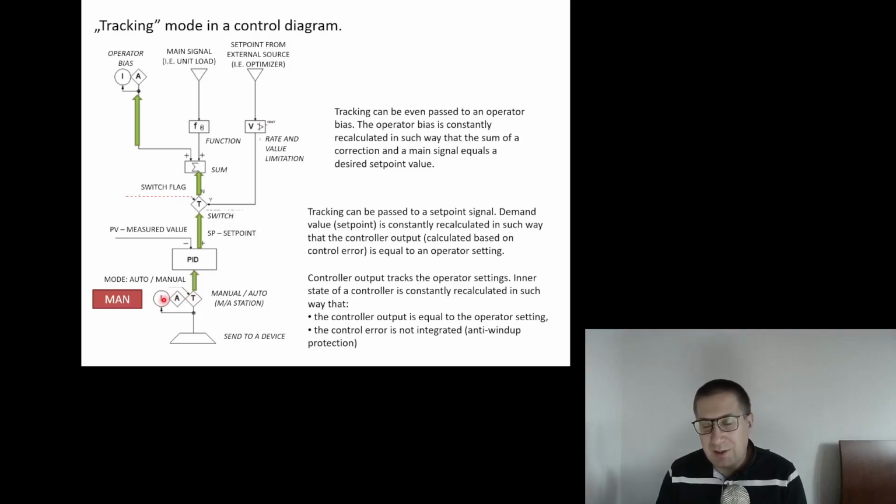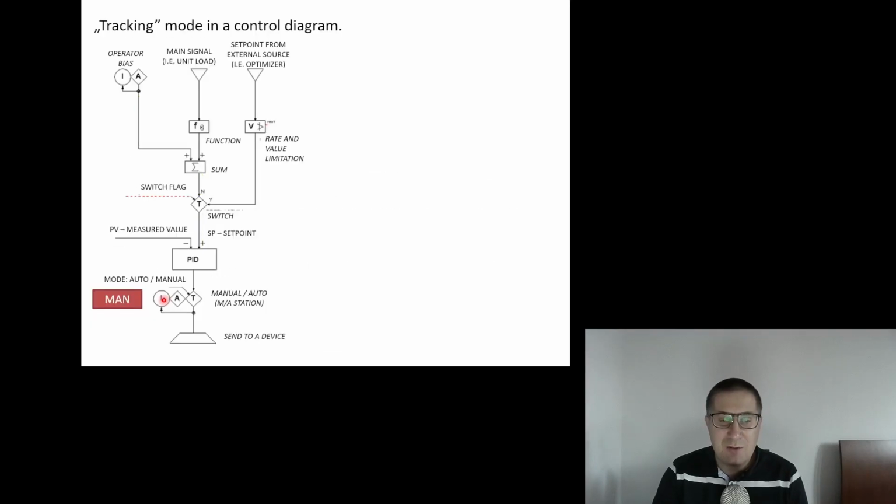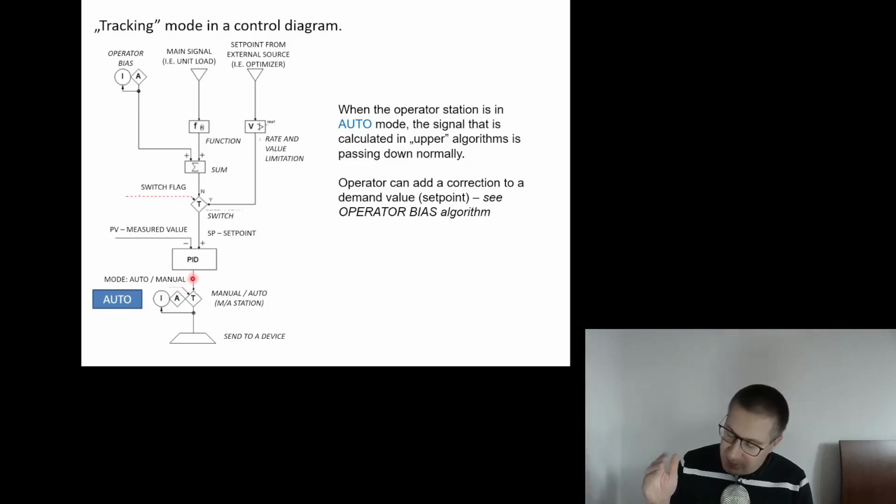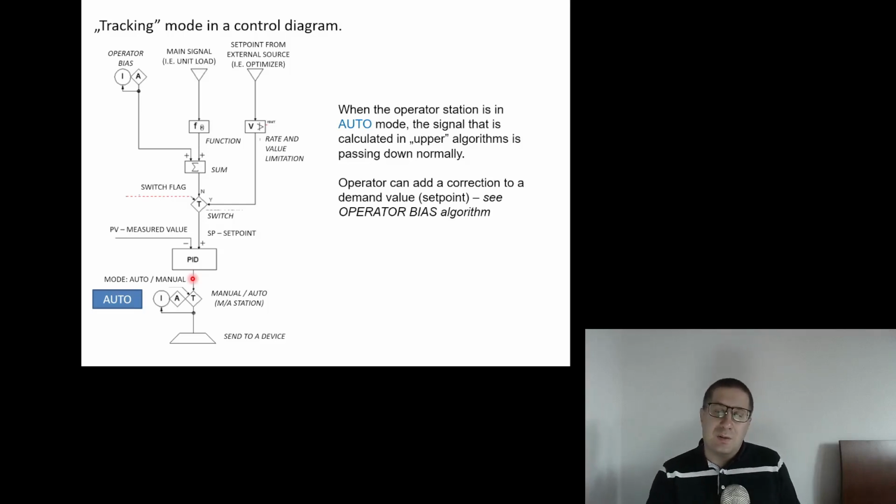Why would I like to have it? Because if we switch back to auto mode, we want this transition to be bumpless, to be smooth. We would like to start in the same place where the operator has finished his decision, right? We would like to have the same process state. We don't want to suddenly change the control signal by 50%, right?